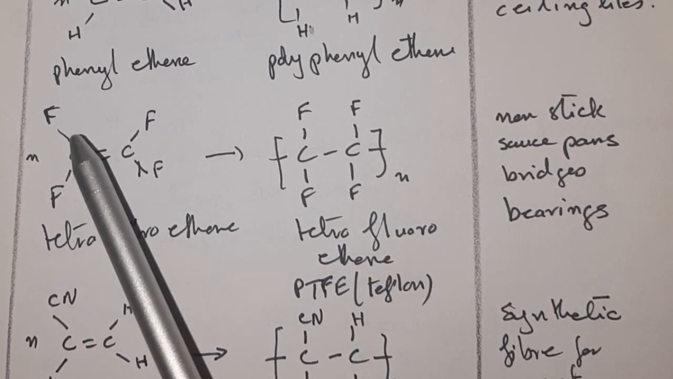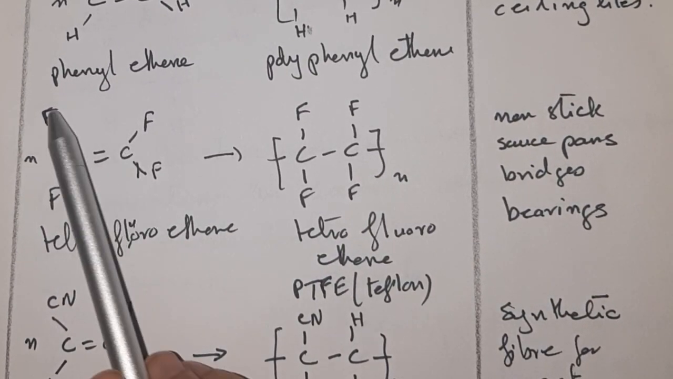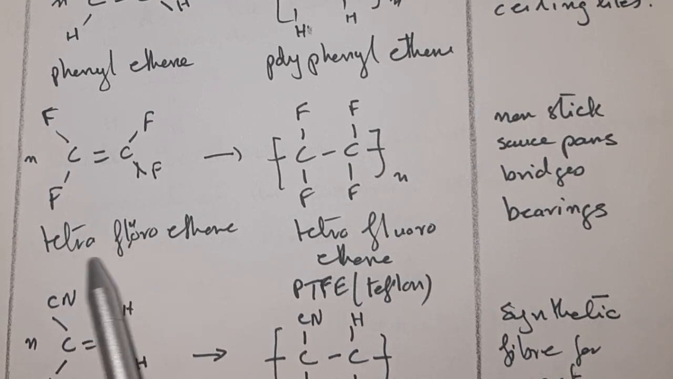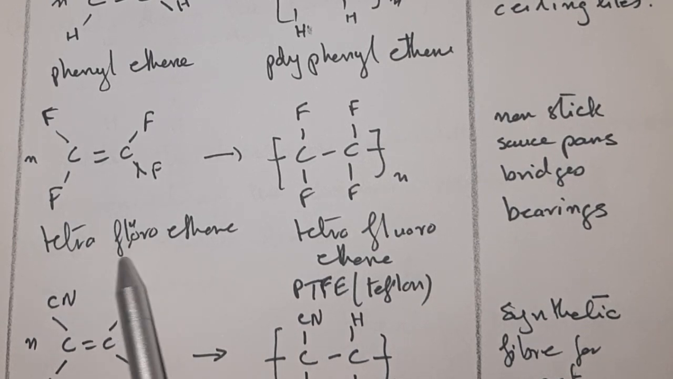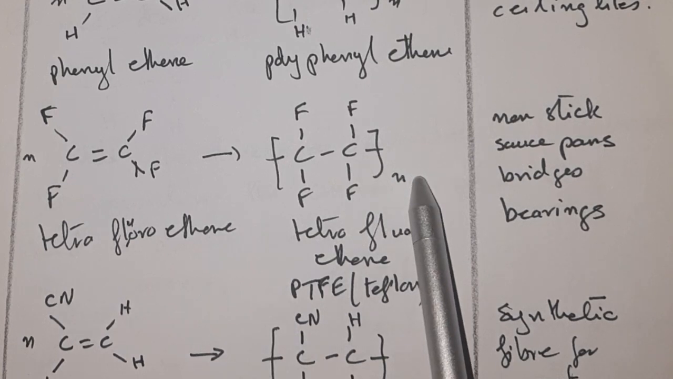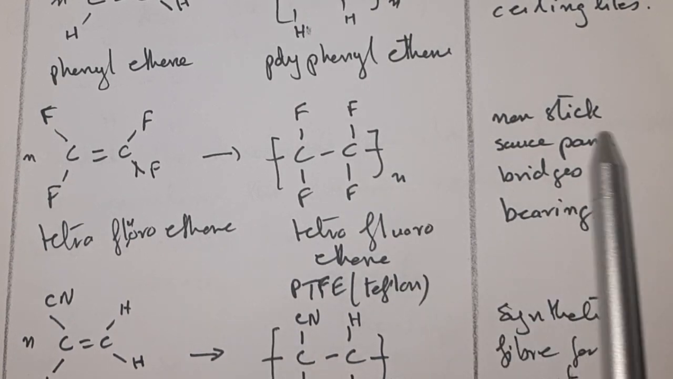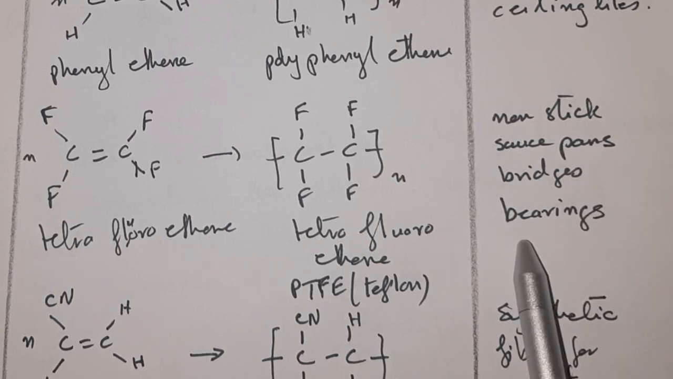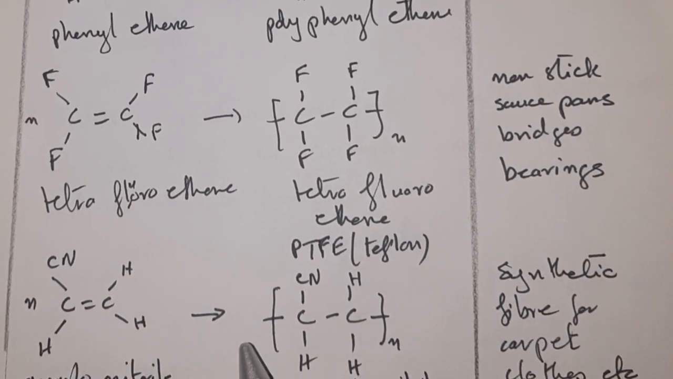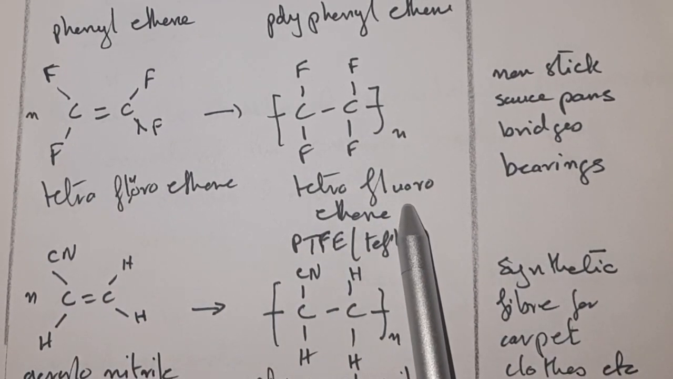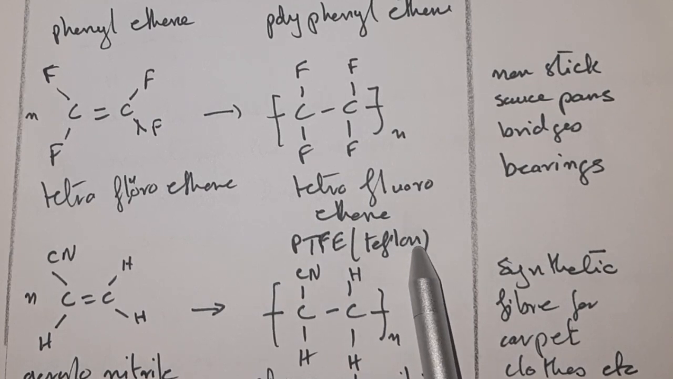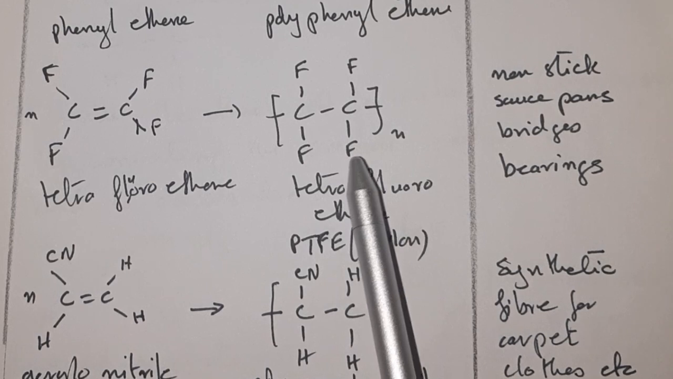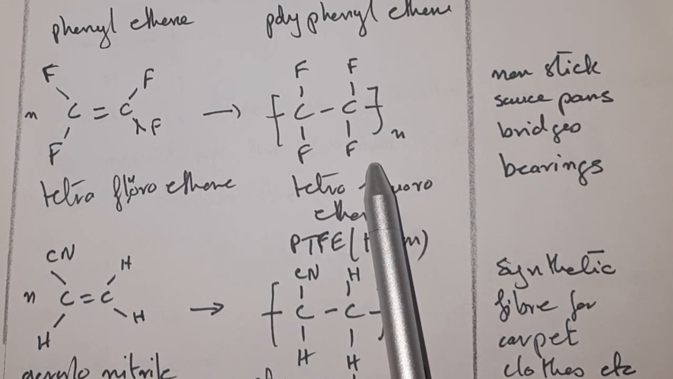Then we have, this is again ethene. 1, 2, 3, 4 fluorine are attached. This is tetra. Tetra stands for 4. Tetrafluoroethene. This is its formula, and it is used in non-stick saucepans, bridges and bearings. This tetrafluoroethene is also called Teflon. Now you can find non-stick pans in your kitchen.